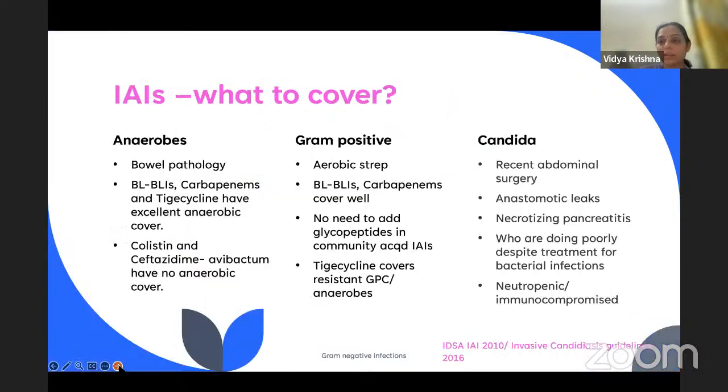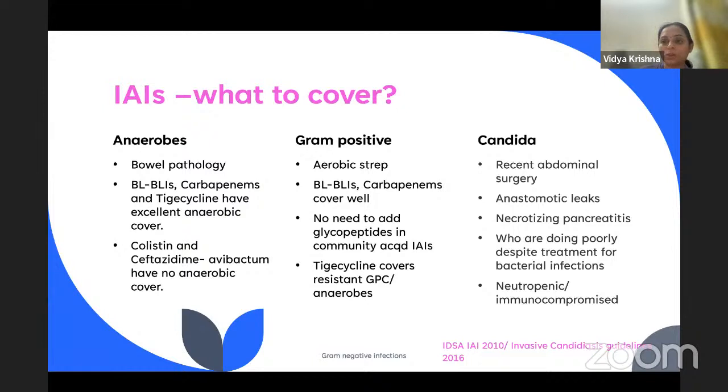So which means you will be left to choose between a BL-BLI and a carbapenem. What other drugs do you want to cover? Whatever bugs do you want to cover in an intra-abdominal infection? Obviously, you want to cover anaerobes if it's a bowel pathology. Remember that when you're using BL-BLI and carbapenem, they are sufficient enough. You don't have to add an extra anaerobic cover with a metronidazole or anything like that.